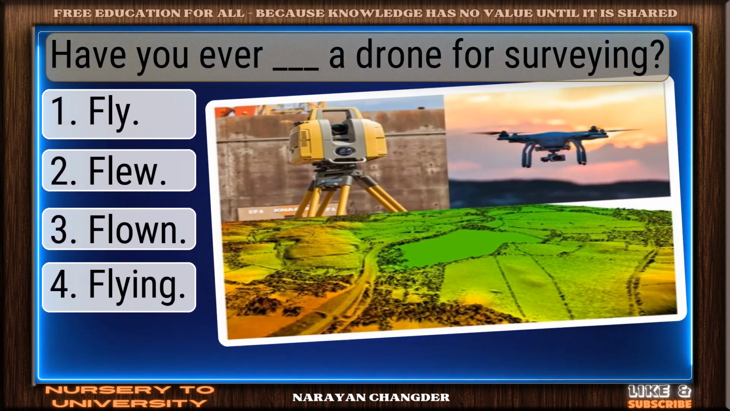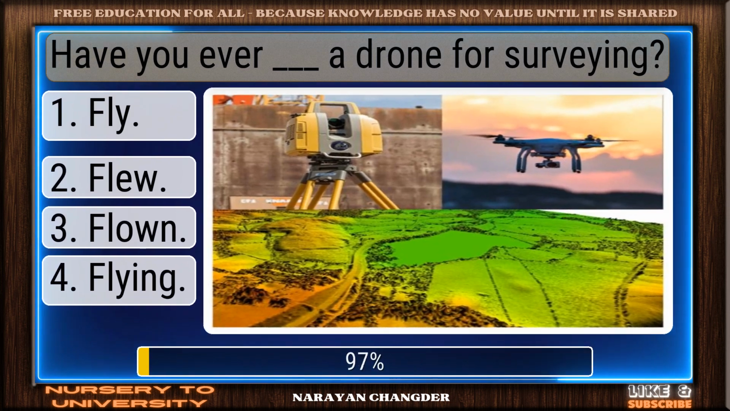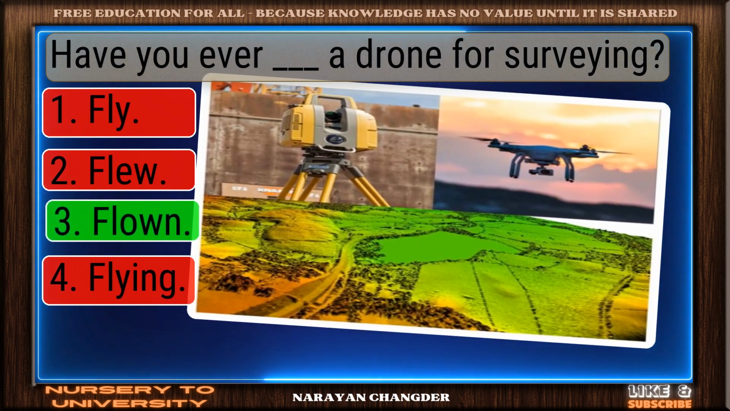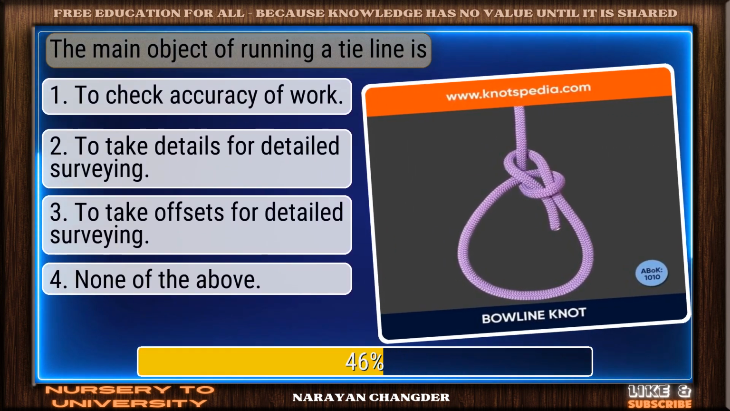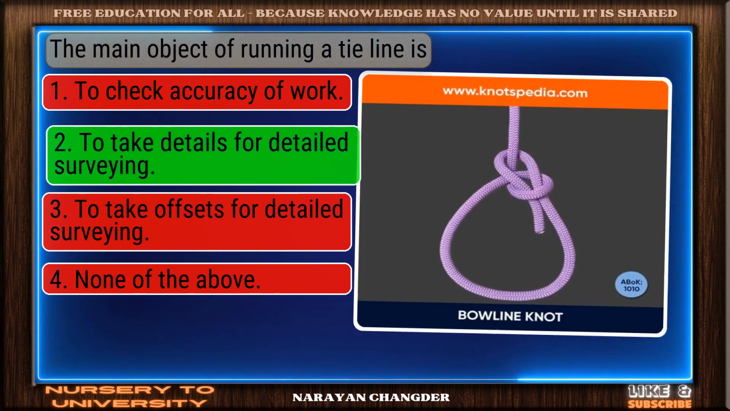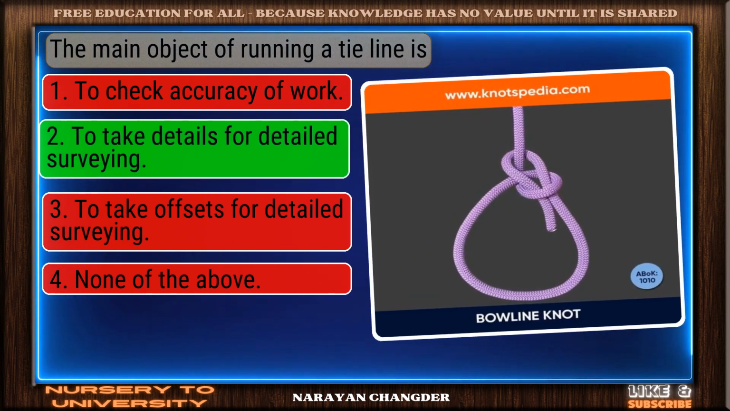Have you ever dash a drone for surveying? Strong choice. Flown is the right answer. The main object of running a tie line is. Great job. To take details for detailed surveying is the accurate answer.